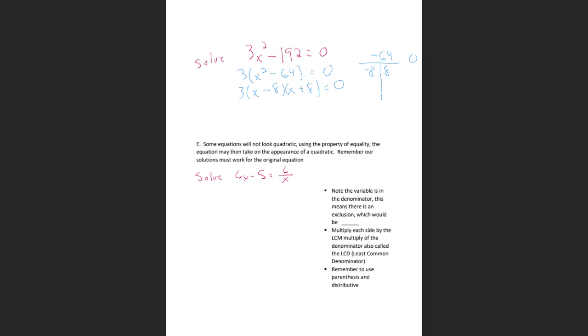So now we just set each one of those factors equal to 0. Notice again, when you set 3 equals 0, that's nonsense, so we drop that out. So x minus 8 equals 0, and x plus 8 equals 0. X minus 8 equals 0 would just give 8, so that root would be 8, and the other would be negative 8. So the solutions are 8 and negative 8.